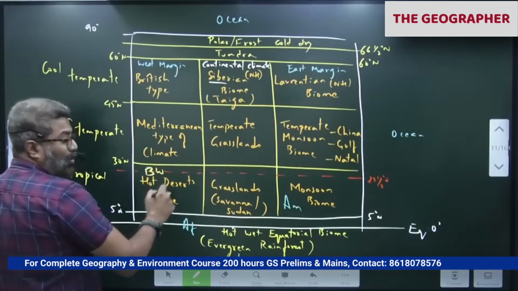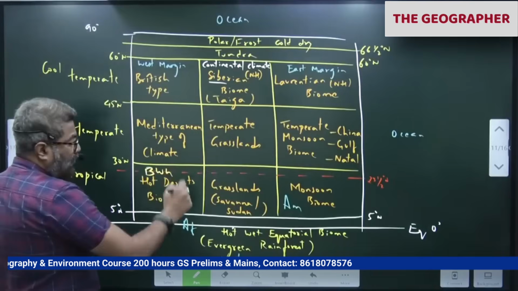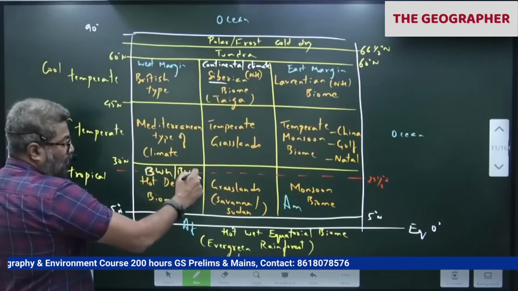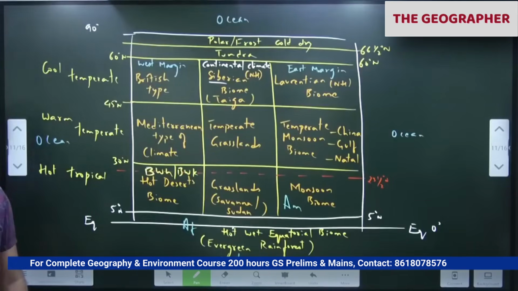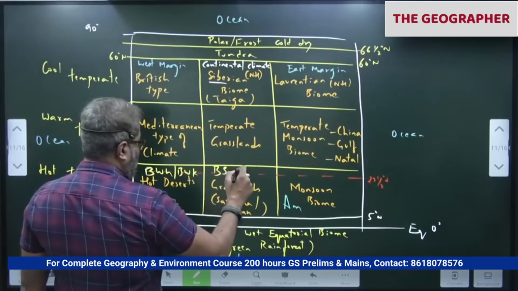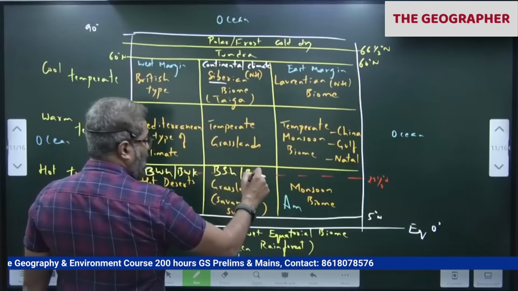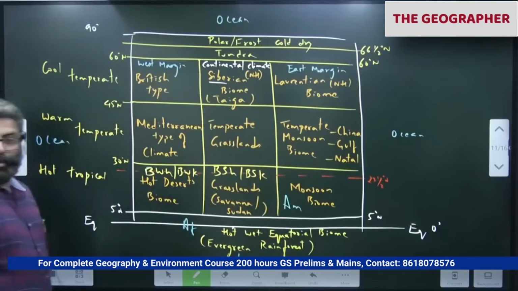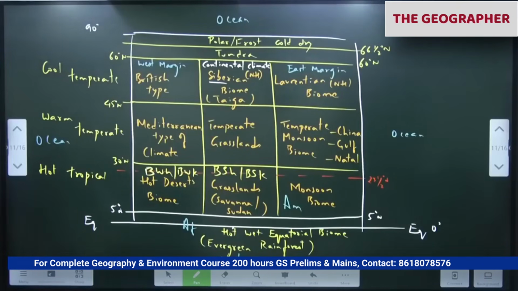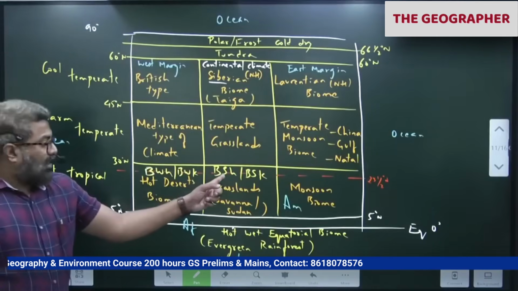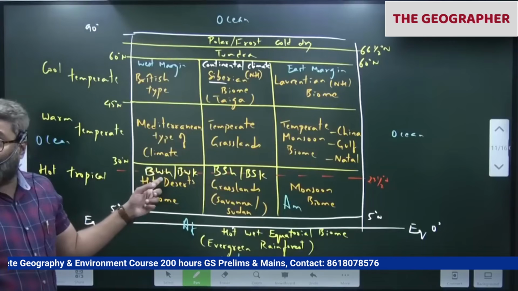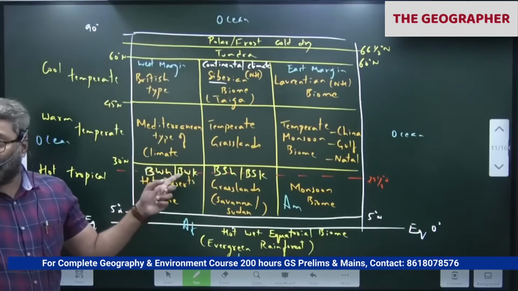B, W, H, BWH, BWK, BWK. Grassland, BSH, BSK. H is mean monthly temperature above 18, K is mean monthly temperature below 18. S is semi-arid, savanna, steppe. W is arid. So you check Koppen's classification and come tomorrow.